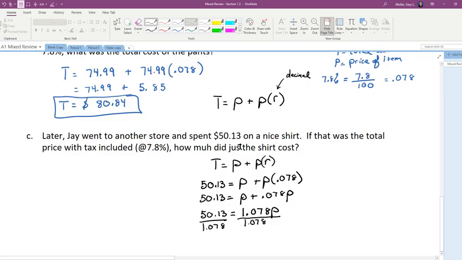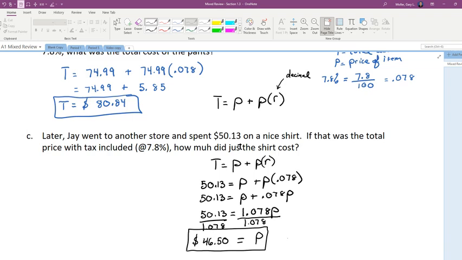So I just take 50.13 and divide it by 1.078, which looks like I get a price of approximately $46.50. Now let's kind of make sure that makes sense. We wouldn't expect a huge tax bill for $46, and I ended up paying $50, about $5 in tax, $4. That seems pretty reasonable, and so I feel pretty good about that answer.